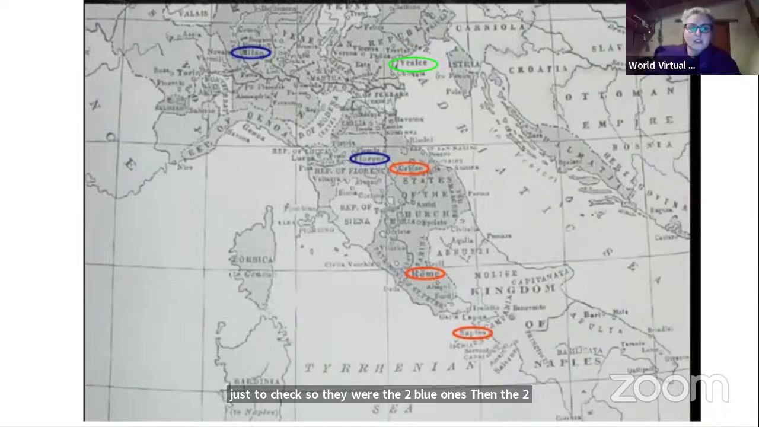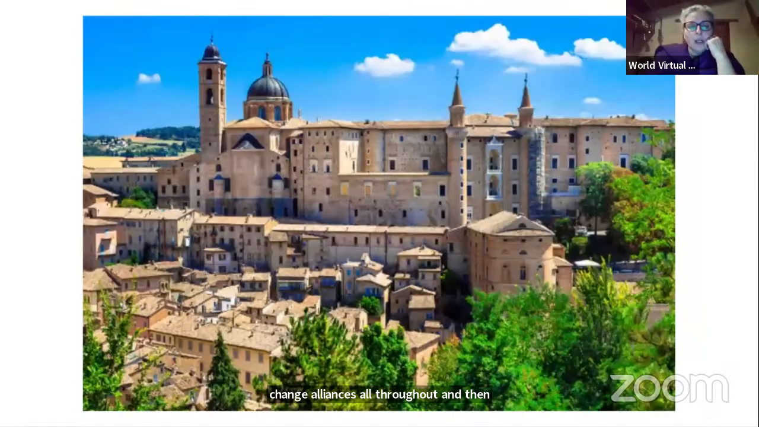Venice was constantly a bit back and forth, and so Urbino is part of the papal states, but at certain moments, they're going to change alliances all throughout, and then it's war, war against the Pope. This is a picture of the ducal palace of Urbino, with, on the left, the attached cathedral of Urbino.